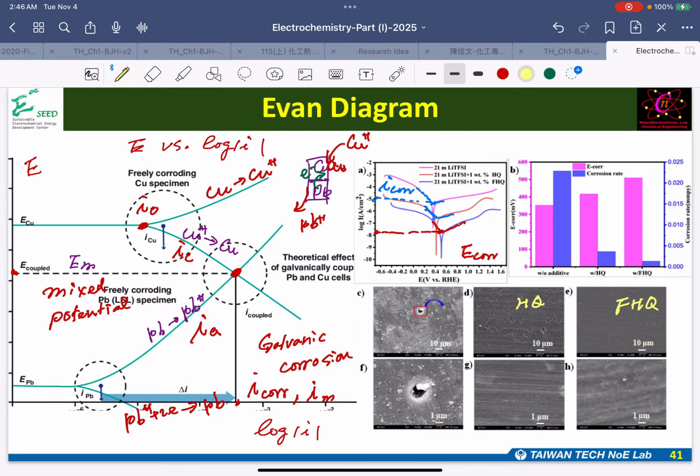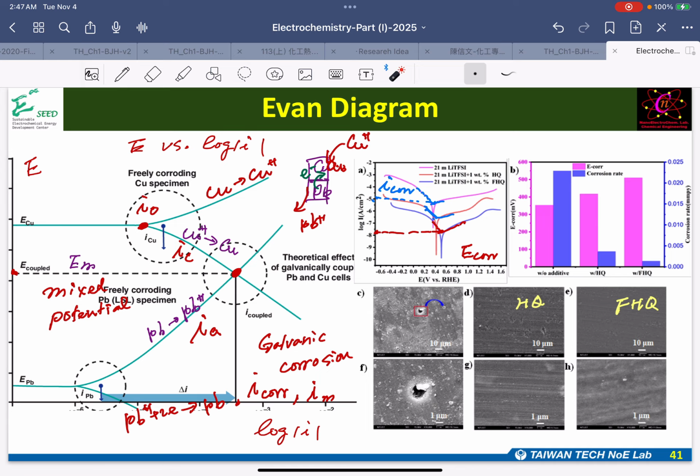Okay, so the main idea of why we want to use this electrochemical method is to determine the corrosion rate. If you want to measure a corrosion rate that is very slow, you probably need to wait like 1 year or 1 month to get the loss of the material. So that is not very efficient. But with the electrochemical method, you can get the corrosion rate within half an hour or 2 hours. You can get this corrosion rate quickly.